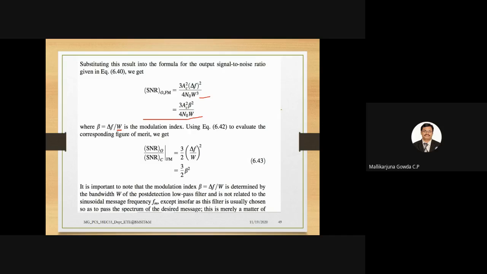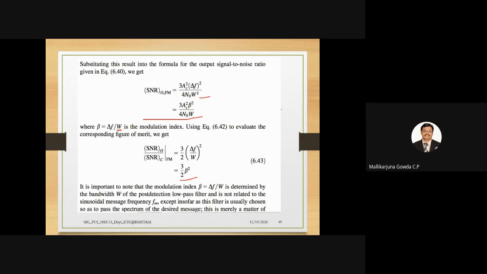So if I take the ratio of this output SNR and the channel signal to noise ratio, what will get cancelled? A square C, then this 2 N naught W will get cancelled, right? So what will be left out? 3 by 2, then delta F divided by W whole square is left out. So this delta F divided by W is nothing but beta, right? So I can write it as 3 by 2 into beta square.